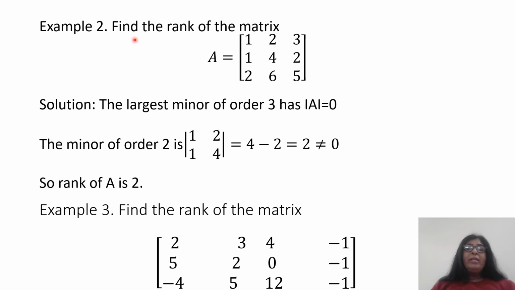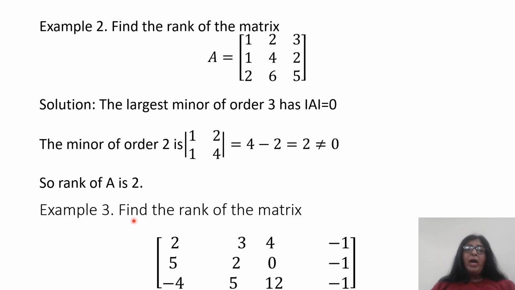Next is find the rank of the matrix A, which has first row 1, 2, 3, second row 1, 4, 2, and third row 3, 2, 6, 5. Now when you take up its determinant or largest minor, it comes out to be 0. As the largest minor comes out to be 0, we will take up a minor of order 2. So I have taken a minor 1, 2, 1, 4. Just solve it out. On solving it, you will get 4 minus 2, which is equal to 2, which is non-zero. So rank of A is 2.